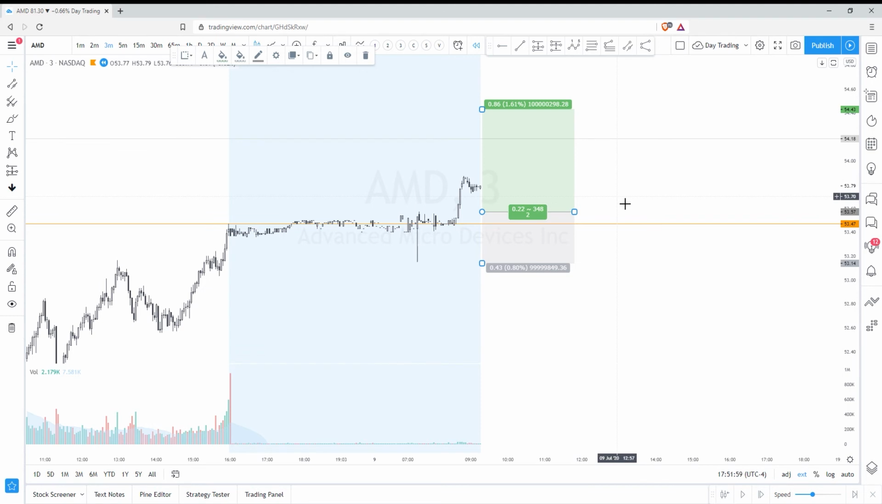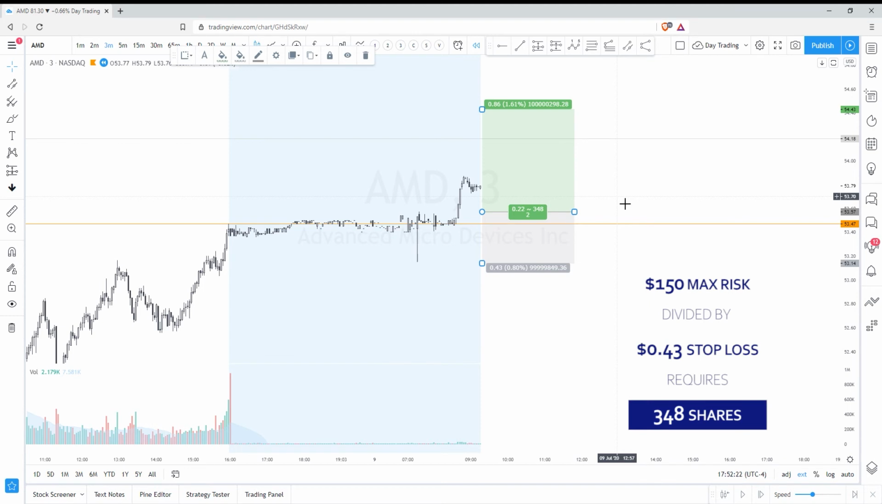The reason I'm doing that is because I risk $150 on most of my day trades. $150 happens to be just a little less than 0.5% of my account, and that's how much I'm willing to risk on a given trade. I don't want to lose 0.5%, but it is my maximum tolerance. To get that tolerance on a 43-cent stop loss, if you divide $150 by 43 cents, you're going to get 348 shares. That's how many shares I need to take on that risk for this trade.